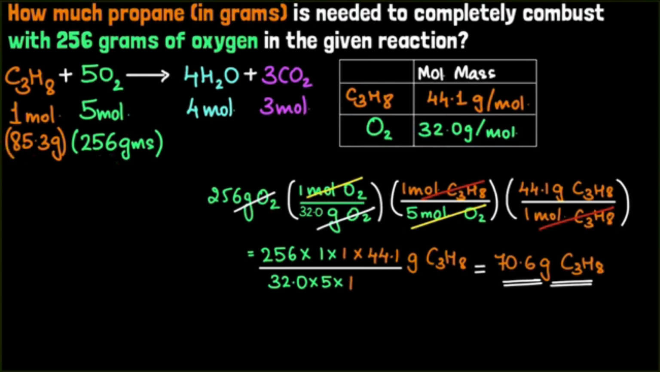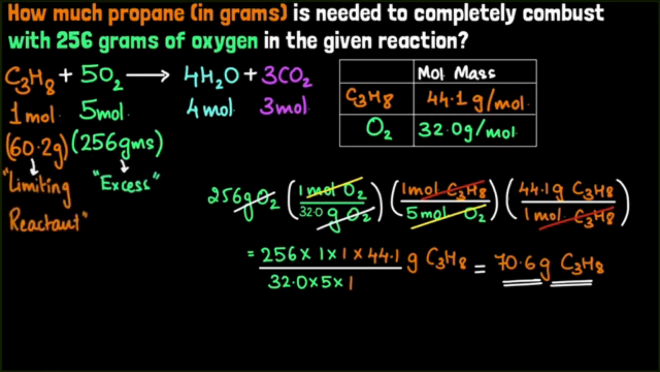But what if instead of 85.3 grams, I had 60.2 grams of propane? What would have happened then? Ooh, then notice I don't even have enough propane to combust with 256 grams of oxygen, which means this time propane is going to run out first. And it would not consume the entire 256 grams. Some of the oxygen would remain because I need 70.6 grams to completely consume 256 grams of oxygen. So since I have less than that, less than 256 grams will be consumed. So now propane will be completely consumed, which means oxygen is in the excess quantity. Propane now becomes the limiting reactant.